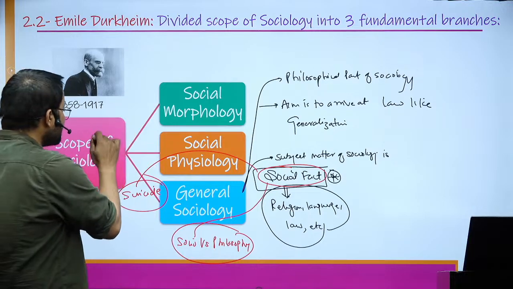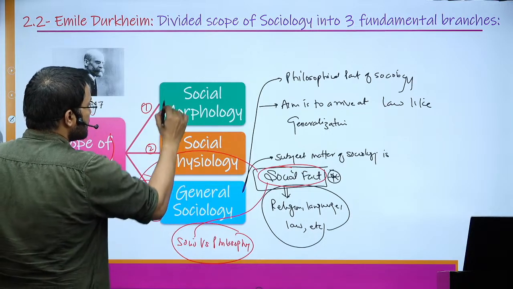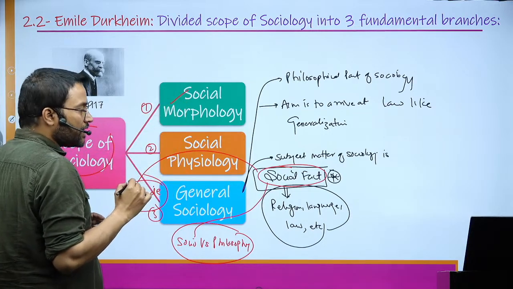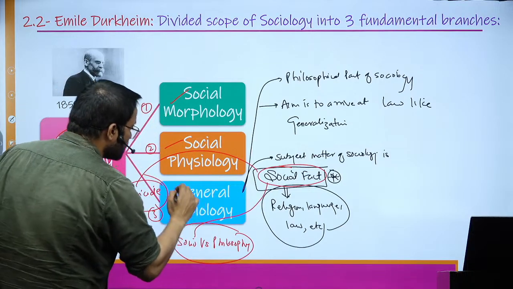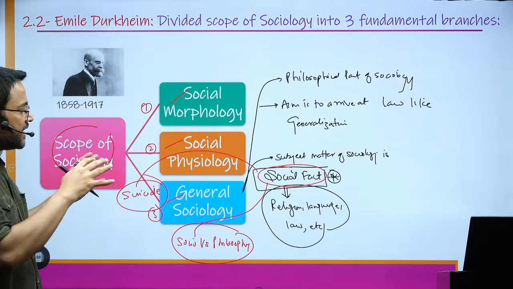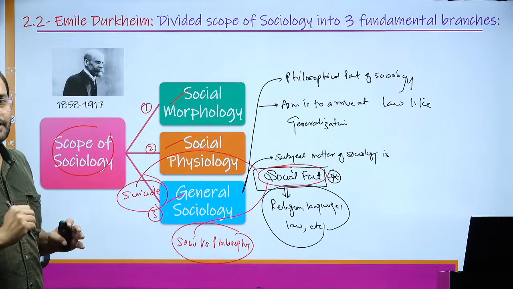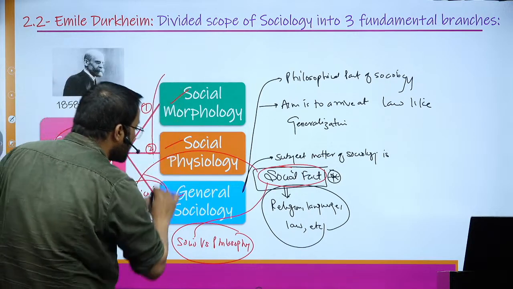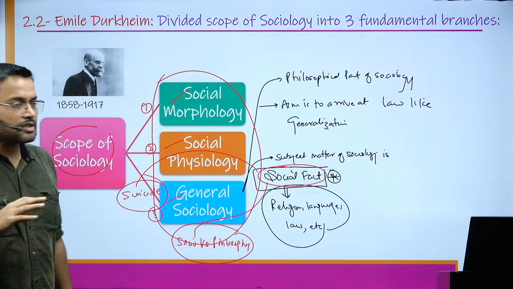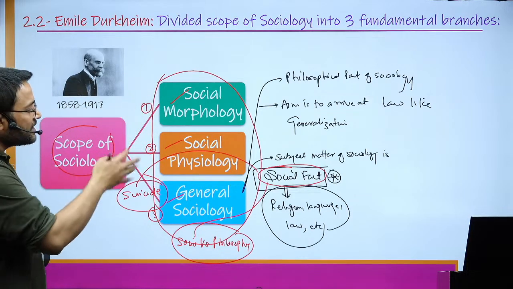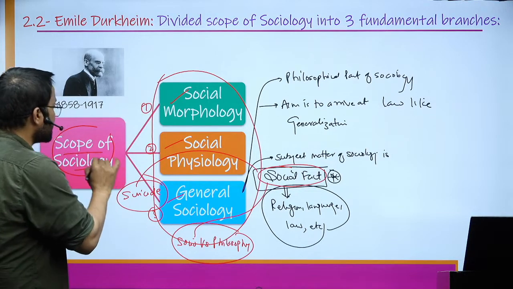When he says that the scope of sociology is divided into three parts, this part talks about population, this part talks about various social institutions, and this part talks about philosophy, because through philosophy he was trying to understand society, and by understanding society he was trying to arrive at law-like generalization. So basically everything falls under the domain of sociology. Can you imagine anything that doesn't come under the domain of sociology? So many things come under it. This is what we talk about regarding Emile Durkheim.